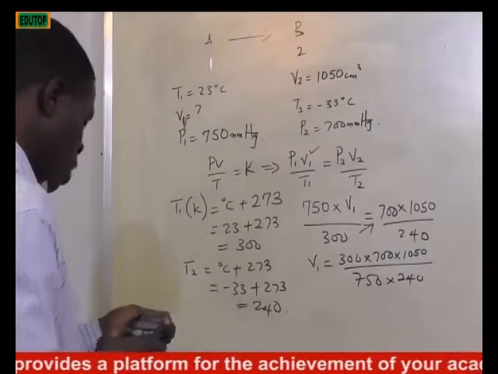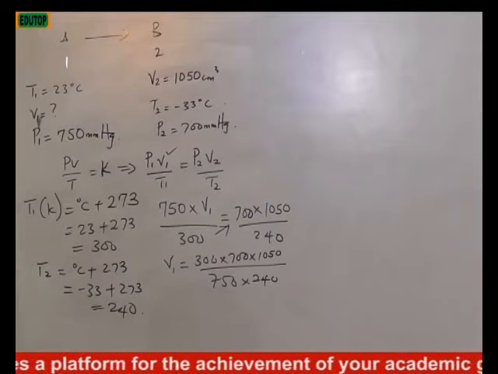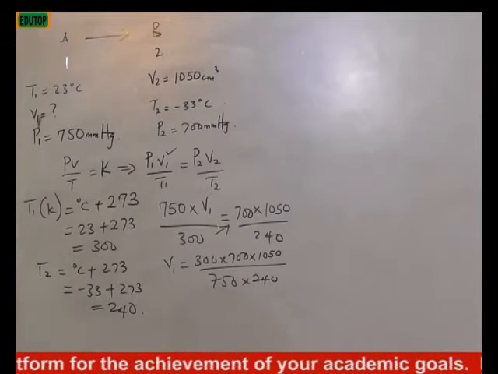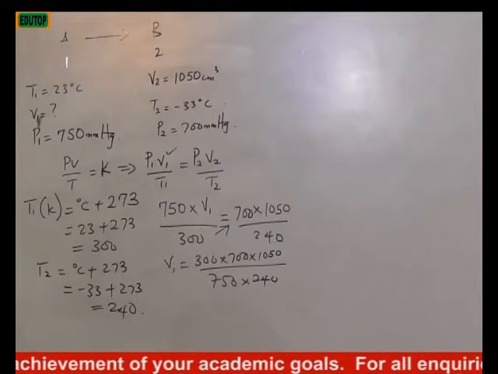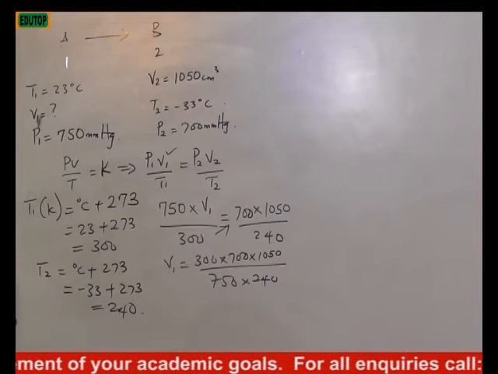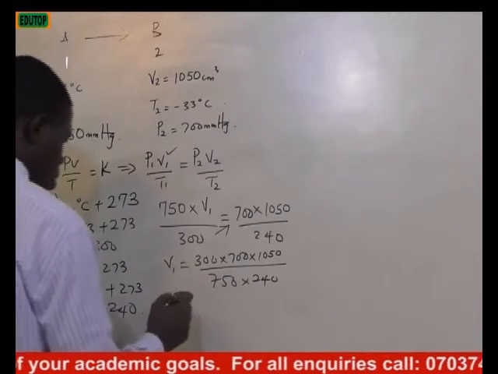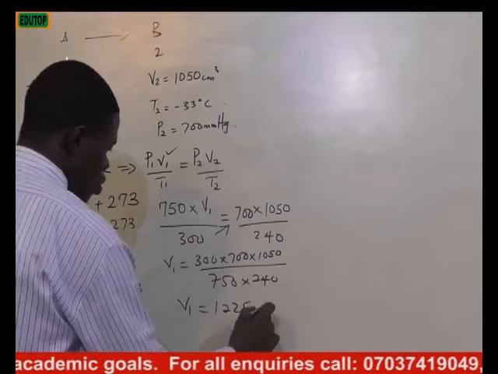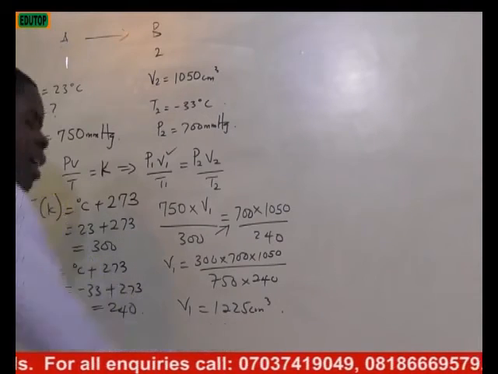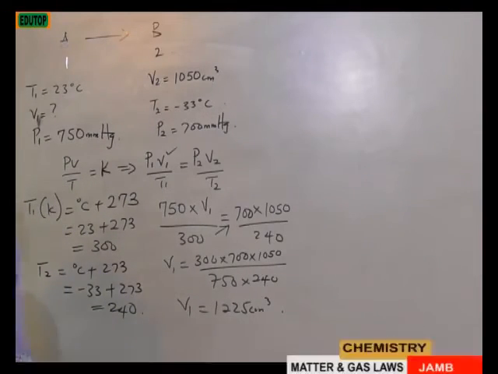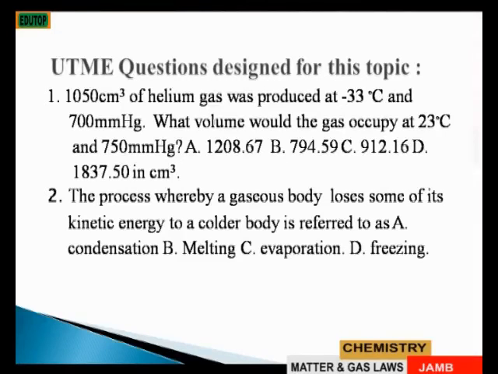Then let's use our calculator to figure that out. 700 times 300 times 1050 divided by 750 divided by 240. We are going to have 1225 cm cube, which according to the options, there is no suitable option here. That means the correct answer cannot be found in the options, because option A is 1208.67 cm cube, B 794.59 cm cube, C 912.16 cm cube.